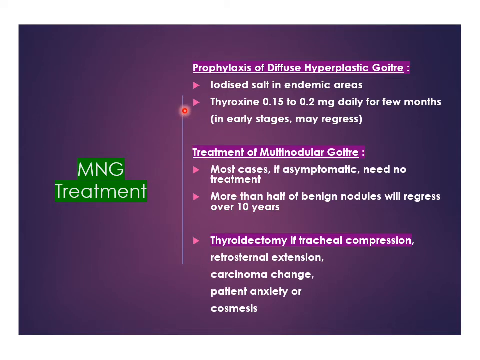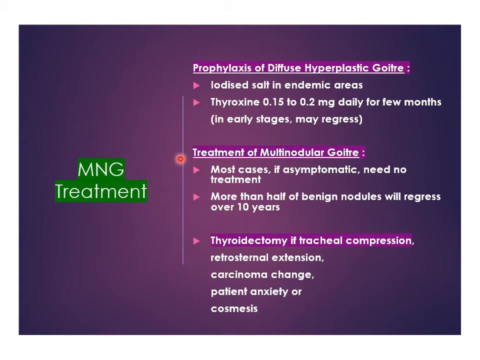Okay, sometimes in some patients when there's an early enlargement, you can have what you know as prophylaxis to prevent the development of multinodular goiter. So in these patients, you can give them iodized salt in endemic areas where there's deficiency of iodine, or give them thyroxine supplements 0.15 to 0.2 milligrams daily for a few months. So in early stages, this may suppress the TSH and lead to regression of the swelling.